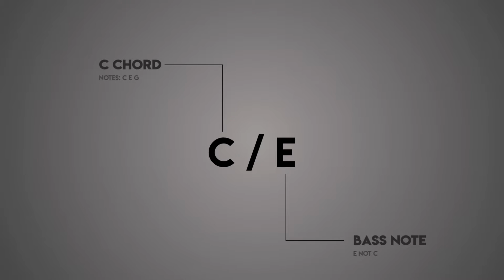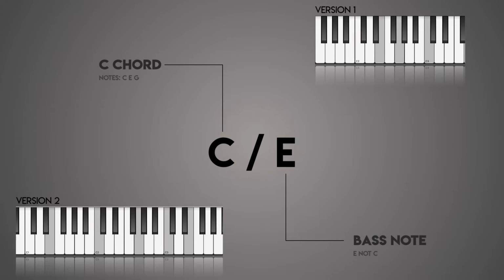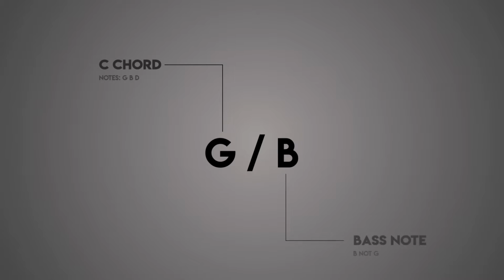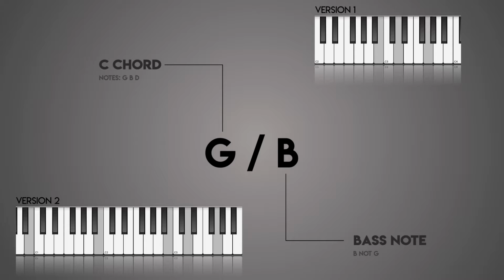C over E is simply an inversion of the C chord, but we're using it to replace the E minor chord because they share the same bass note. The /E means that the lowest note for C over E is E, not C this time. The same is true for G over B. The lowest note is B instead of G. There are numerous alterations that we can make to our original scale, and we'll look at that in a future video.